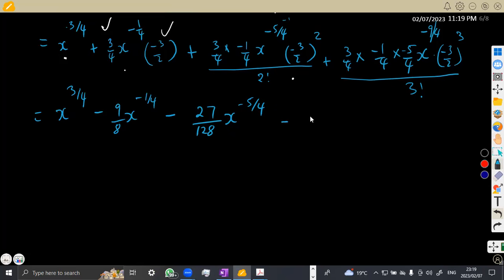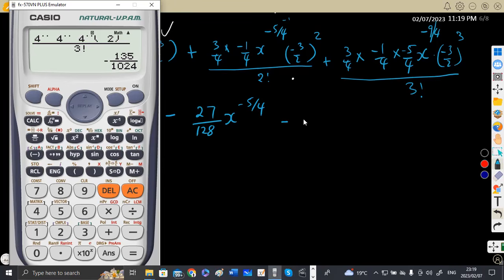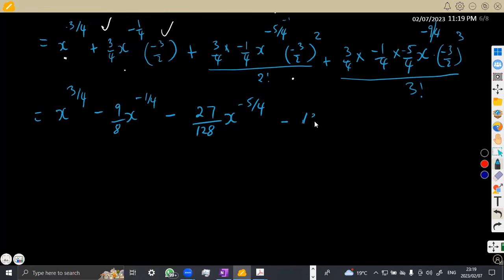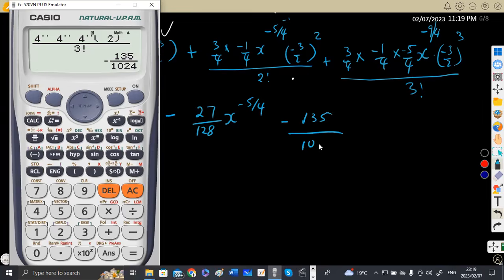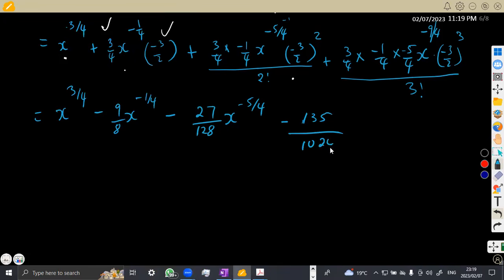I think we have tried to rewrite this now and again. We are still doing the same thing. 135 over 1024. Then it's x to the exponent of negative 9 over 4.